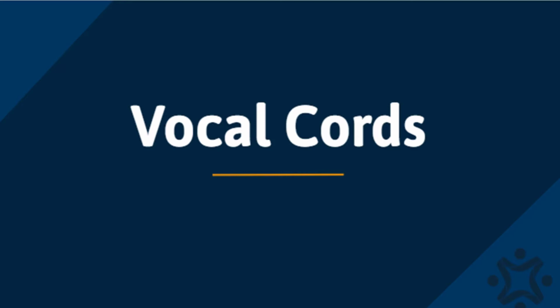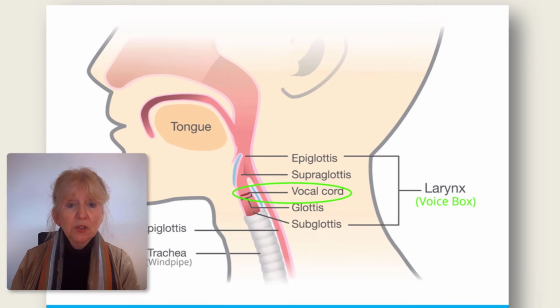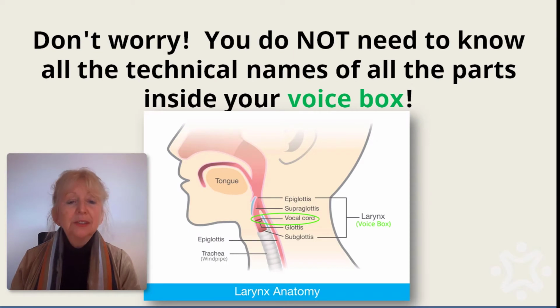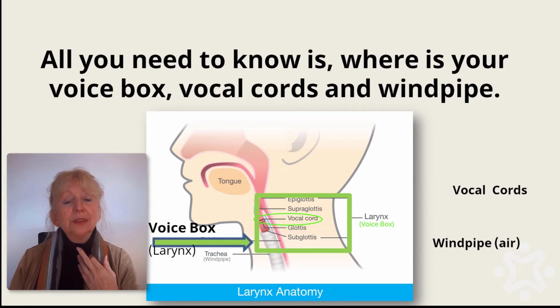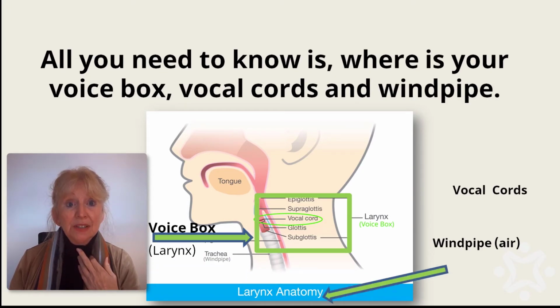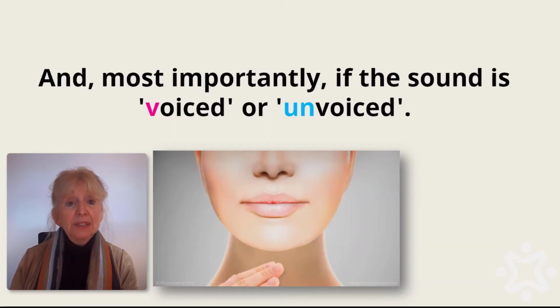Now a closer look at our vocal cords. Here is a diagram that shows you the inside of your throat where your vocal cords are. But don't worry, you don't need to know all the technical names of all the parts inside your voice box unless you're studying linguistics. All you need is to be aware of where your voice box is, your vocal cords are inside your voice box and the windpipe, and most importantly, if the sound is voiced or unvoiced.